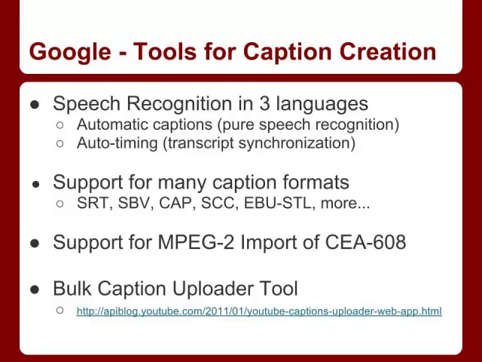We've also added support for MPEG-2 import of CEA 608 styled captions. What this means is if you have videos that are archival, there's a lot of government videos, for instance. There's an organization called publicresource.org, and they have a mandate to take archival government videos and import them to YouTube and to other places on the web. Many of those videos already have captions embedded in them, and so we make sure that we preserve those captions if they're in CEA 608 format. And when you watch the video on YouTube, you'll see those captions as well.